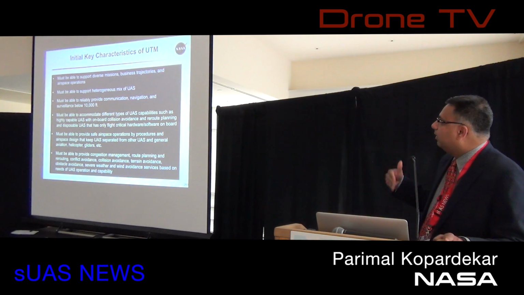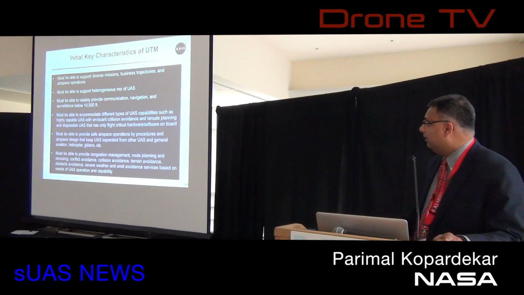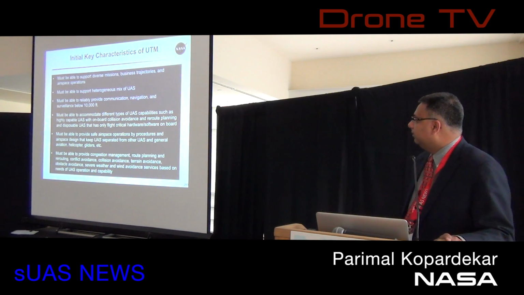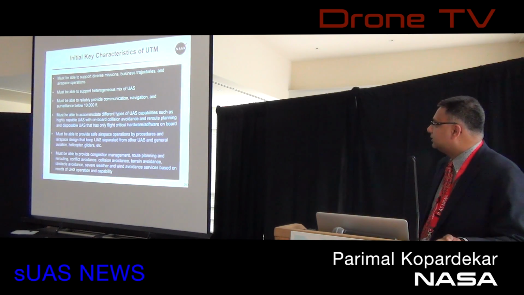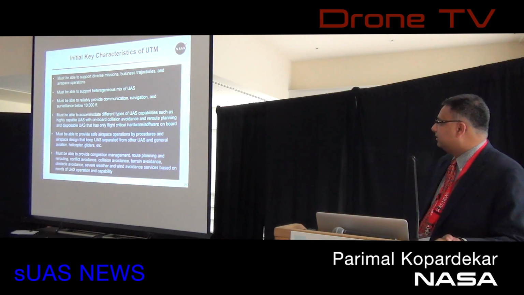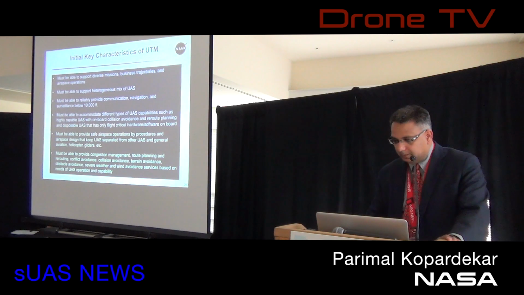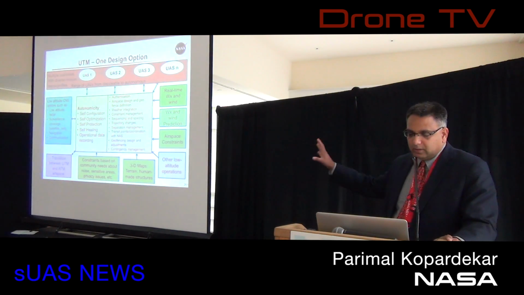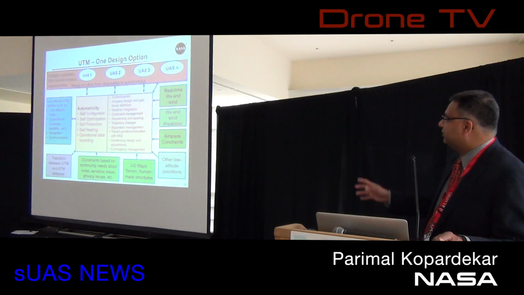We need to be able to provide reliable communication, navigation of some kind, must be able to accommodate all kinds of vehicles who are autonomous, who are not autonomous, and must be able to provide some kind of congestion management, route planning capabilities. So this is an overall design option, one of the options anyways.